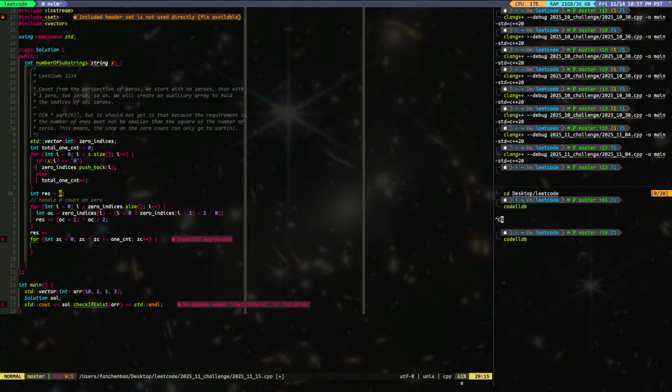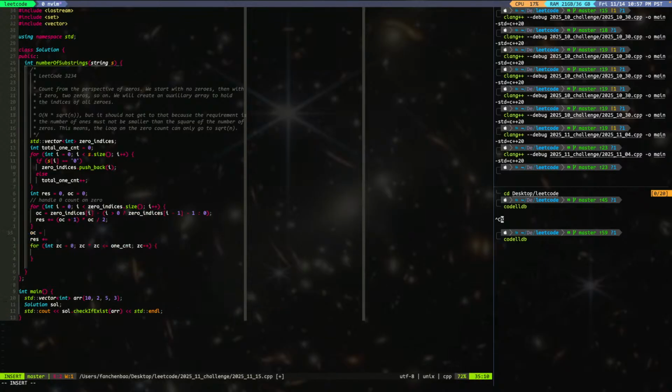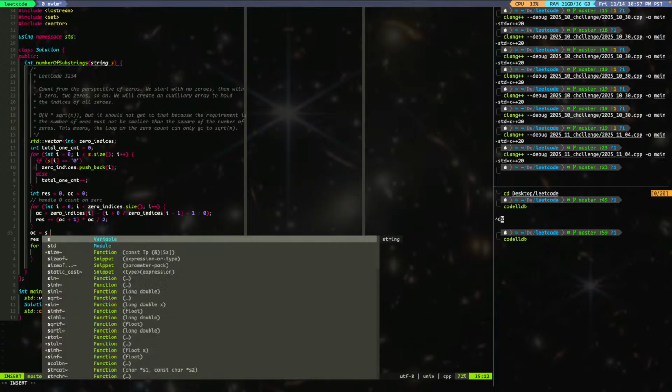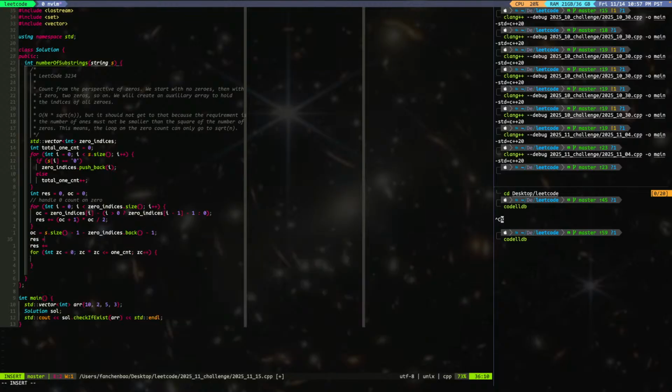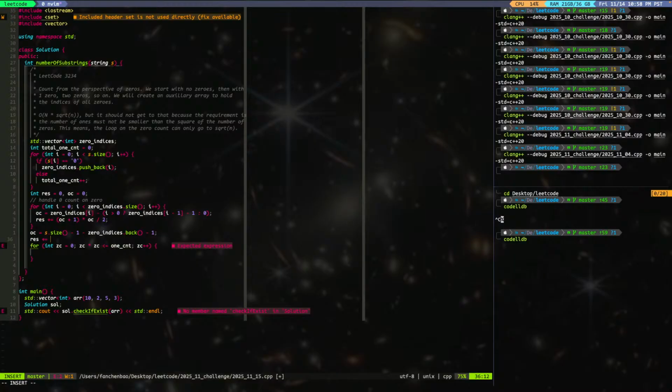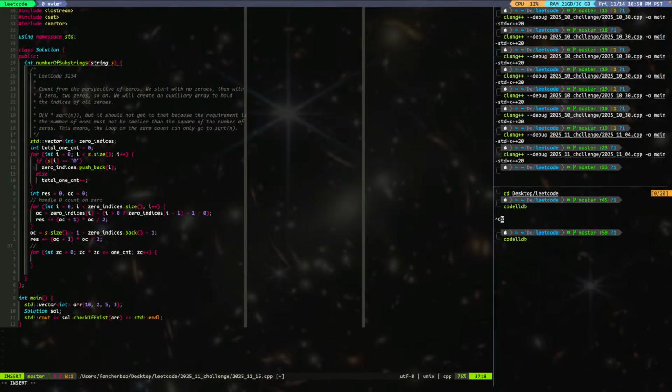Actually, I'm gonna do this. OC is equal to 0, so I don't redefine it. And here I say OC shall equal to s dot size minus 1 minus 0 indices dot back. Okay, 0, 1, 2, and then minus 1. And then res plus equal to OC plus 1 times OC divided by 2. Alright, so this now handles 0 count from 1 until it blows up.